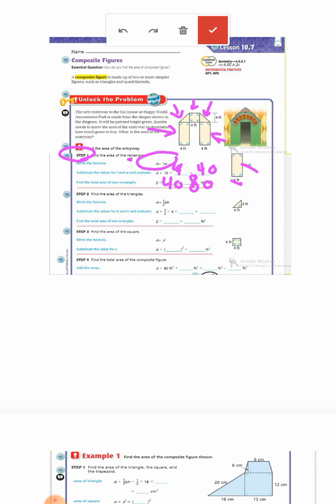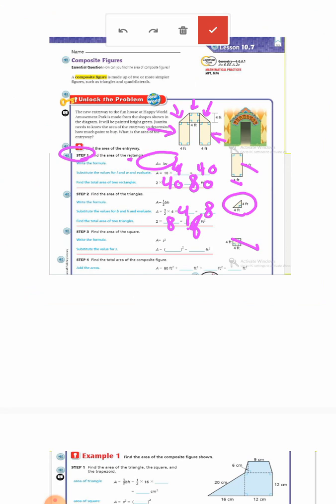After that, we have the two small triangles. This is the triangle that we need. The area of the triangle is half base multiplied by height, half 4 multiplied by 4, because the height and the base are the same length. So half 4 is 2, 2 multiplied by 4 is 8. Then we have two triangles, that means 2 multiplied by 8, it gives me 16.